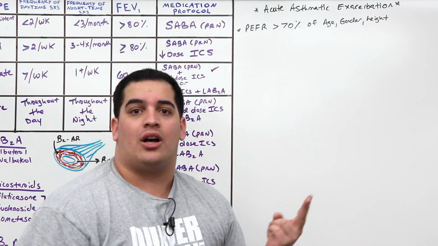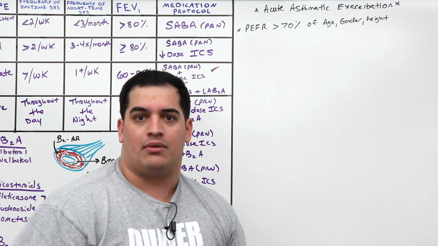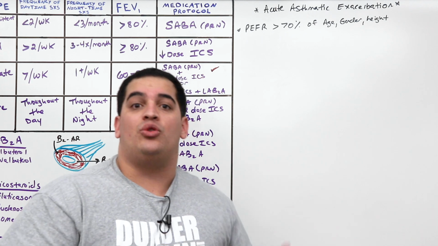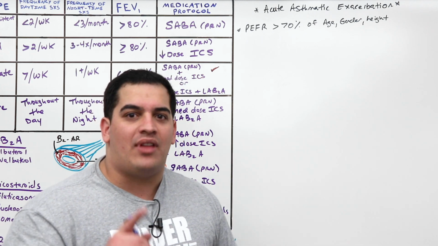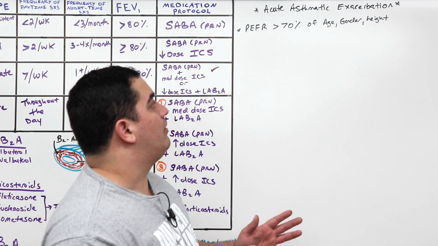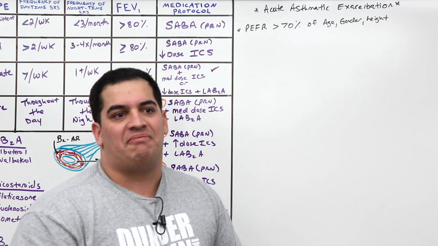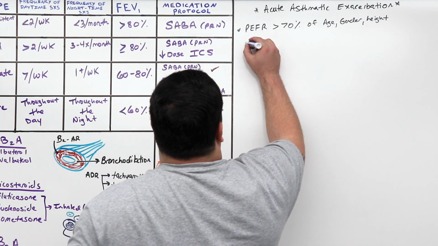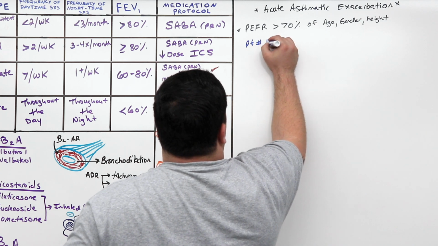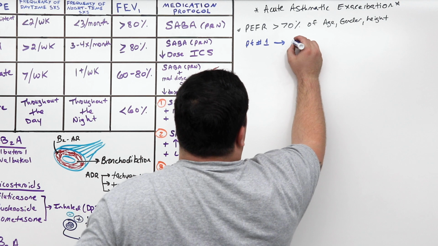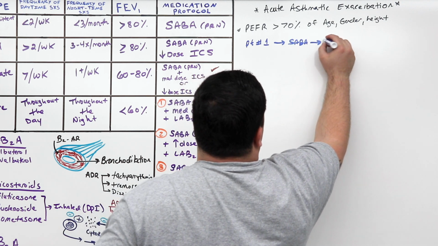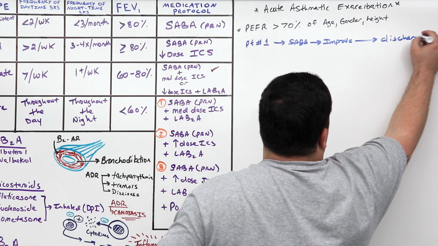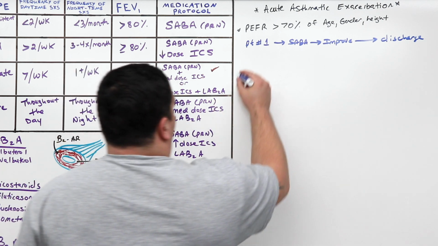Second situation, a patient comes in because they had some acute exacerbation. They took their SABA, but it didn't readily improve, and that's why they're coming in to get help. When they come in, you do a peak expiratory flow rate, and let's say that it's a little lower, maybe between 50 and 70%. So here's patient number 1. They actually have a SABA. They take their SABA, they improve, discharge them. Next, patient number 2.